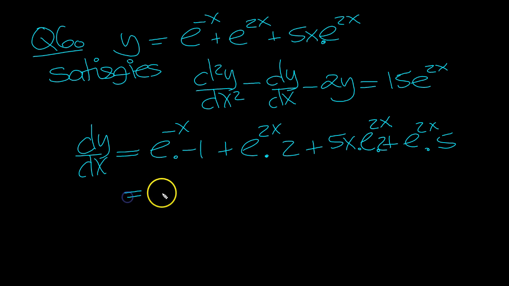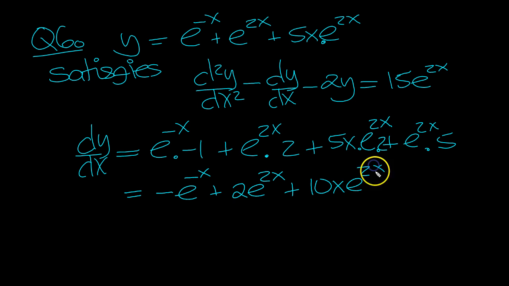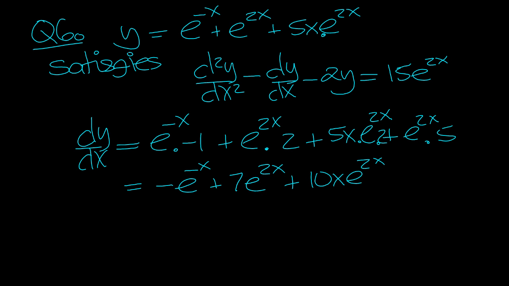So what have we got here? We've got a minus e to the minus x, plus a 2e to the 2x, plus 10x e to the 2x, plus 5e to the 2x, isn't it? So that makes that 7. So I'm just going to add that in there. Plus 7e to the 2x. So that's that one.